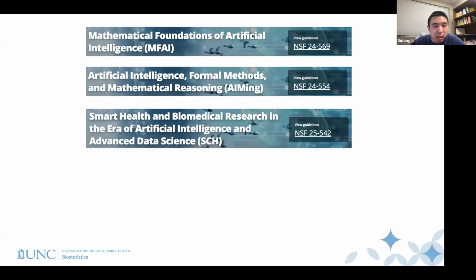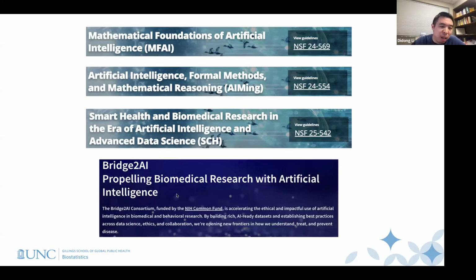From the funding agencies, the National Science Foundation, NSF, has some special calls on AI and math, AI and biomedical studies. Similarly for NIH, there's a so-called Bridge to AI Consortium, which is really designed to encourage biomedical research with AI collaboration.